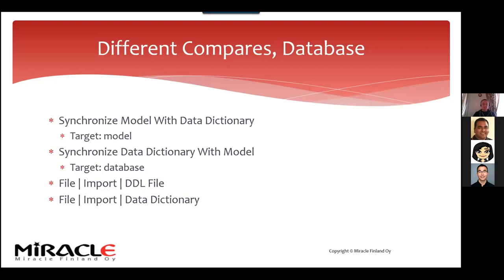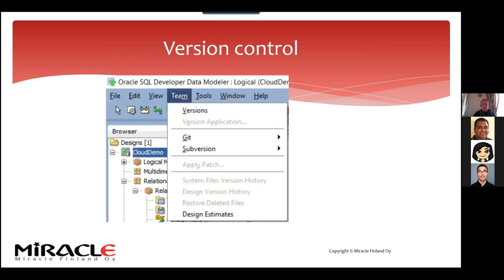You can use File, Import, DDL File if you don't have access to your database. So you have a design open, you import this DDL, and it will tell you how the DDL database is different from your design. Or you can import from the data dictionary, which tells you how your database and your design are different from each other. Has somebody added a new table in a database without designing it? Or do you have some designs you have forgotten to actually put in your database?